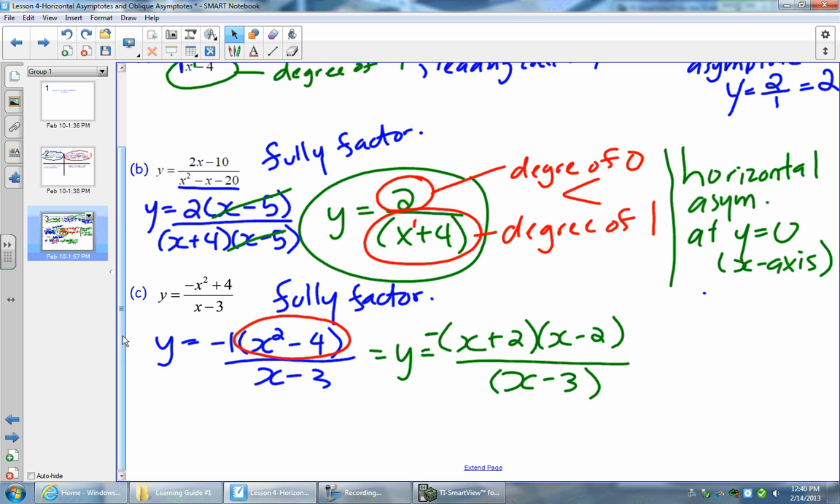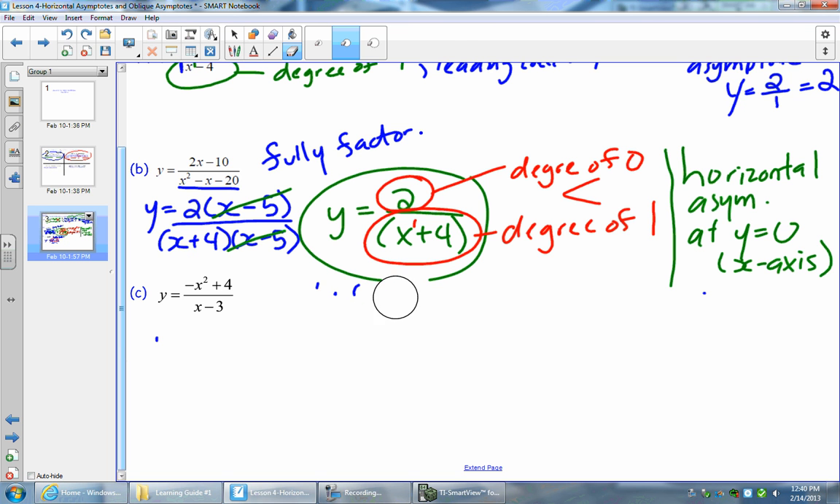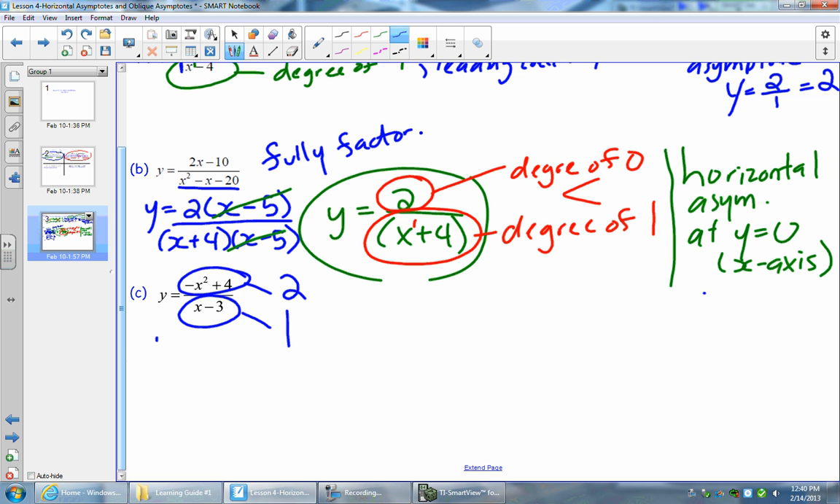Okay, so now we want to take a look at the degree of the top and the bottom. If we're taking a look at the degree of the top here, I'm actually going to get rid of the factored form, because if you want to look at the degree, it's probably a good idea to look at the original function. So there really was no reason to factor there. So we're looking at the degree of the numerator, which is 2, and the degree of the bottom is 1. So that means the degree of the top is 1 more than the degree of the bottom.